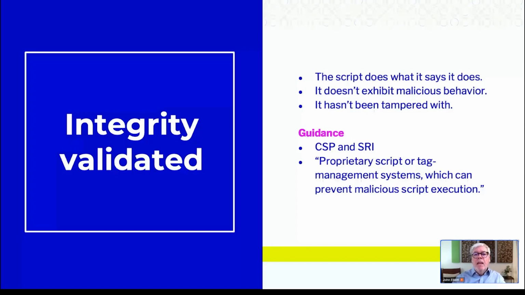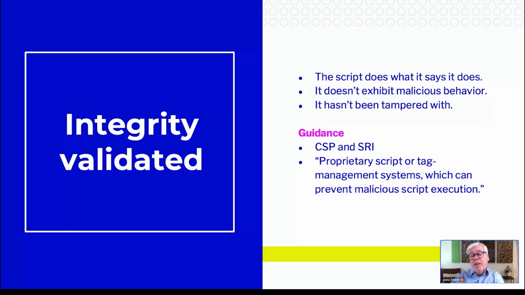And the next thing is that in 6.4.3 the integrity needs to be validated. Now, integrity isn't defined in PCI DSS, so we use a standard definition of it's effectively safe and not being tampered with. So the script does what it says it does, it's not malicious, and it hasn't been tampered with. And in guidance, it says you can use content security policy and sub-resource integrity, as Pedro's just talked about, or you can use proprietary script or tag management systems, which can prevent malicious script execution, a bit like Jscrambler's products. So that's 6.4.3. That's the first requirement.